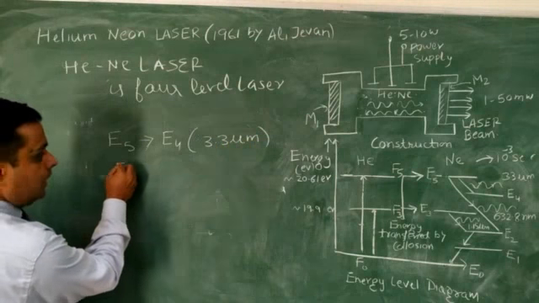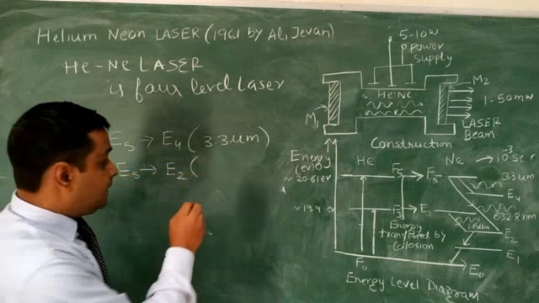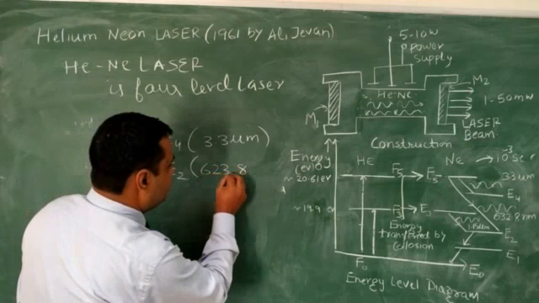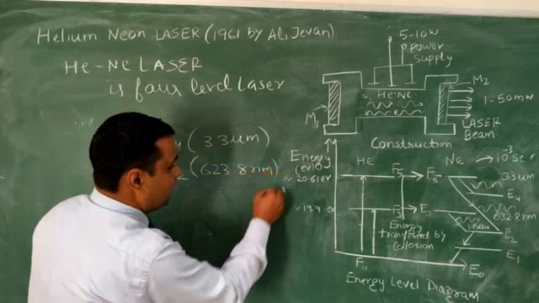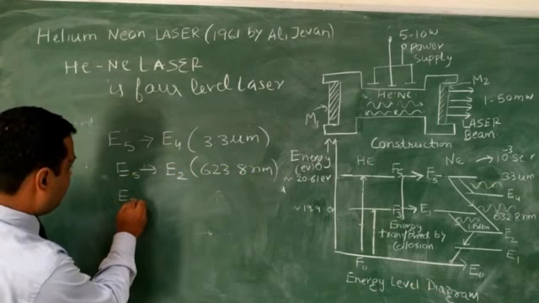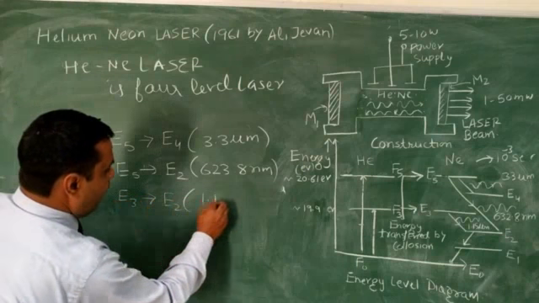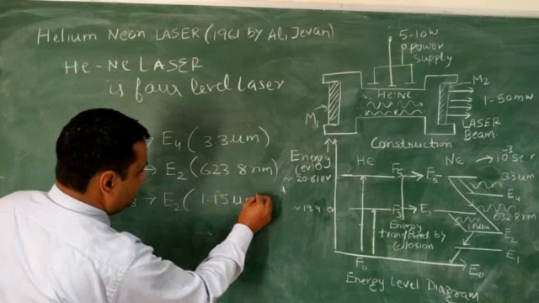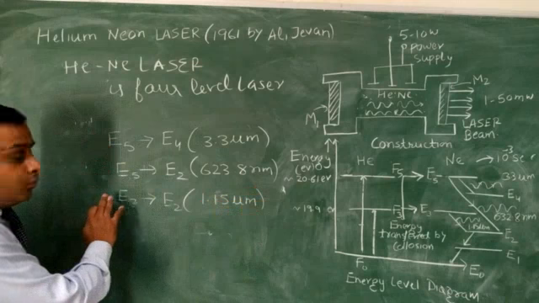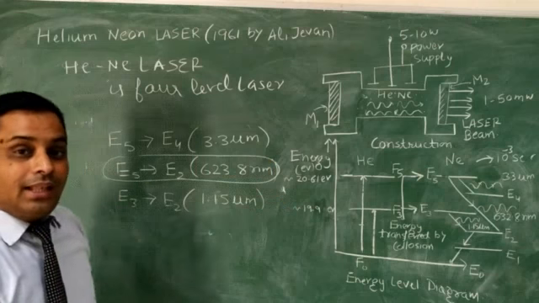And from E5 to E2, they emit the laser of wavelength 632.8 nanometer. That is the red light. And another emission will occur through E3 to E2, which emits a photon of 1.15 micrometer. Understand? So these are the laser phenomena, but the most important for us is this visible range laser.